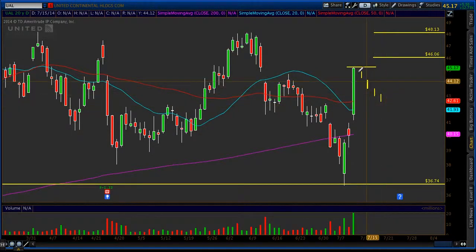This is just what I'd like to see. I mean, I could be wrong. This could consolidate for a day or two, then shoot up towards this 46.06 level, and then this 48.13. But for me, right now, I couldn't get in this. I've already missed this big move. This is why I would like to see this pull back and then make another move up.